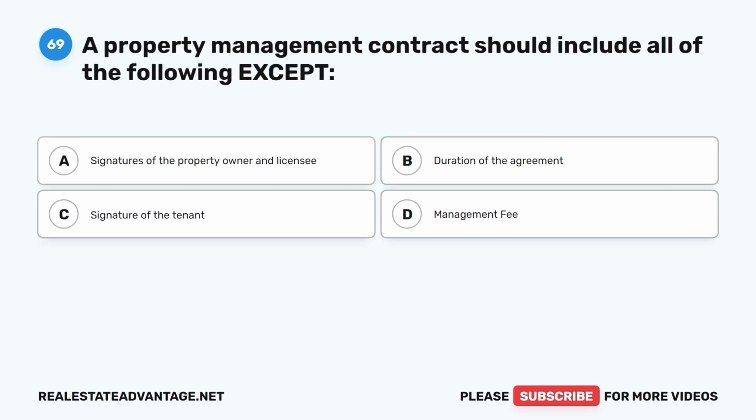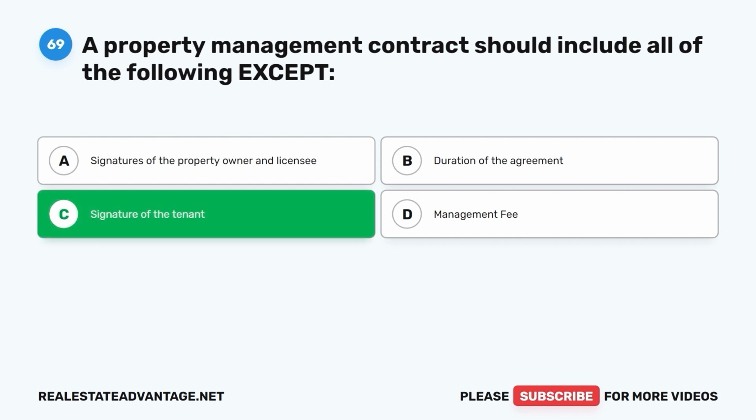Question 69. A property management contract should include all of the following except: A. Signatures of the property owner and licensee. B. Duration of the agreement. C. Signature of the tenant. D. Management fee. The correct answer is C.